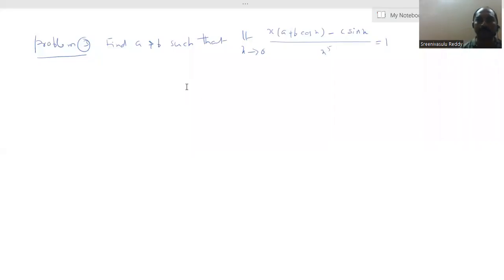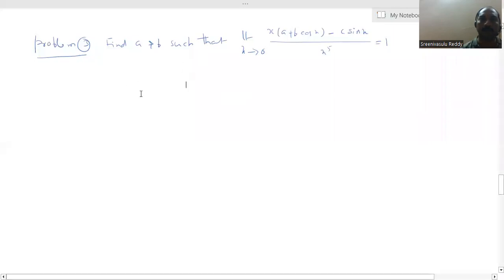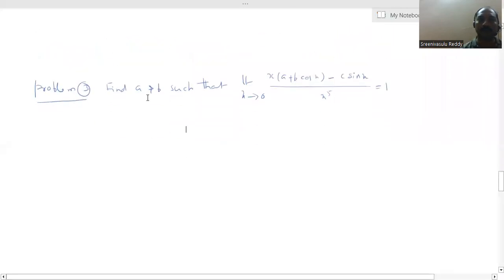Third problem. Find a, b such that they provide the limit value. Limit x tends to 0, x times of (a plus b cos x) minus c times of sin x, by x power 5, equal to 1. Now find a, b.